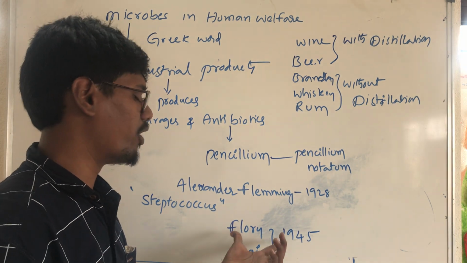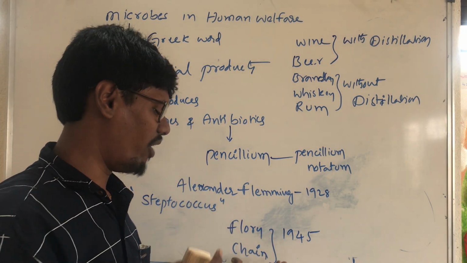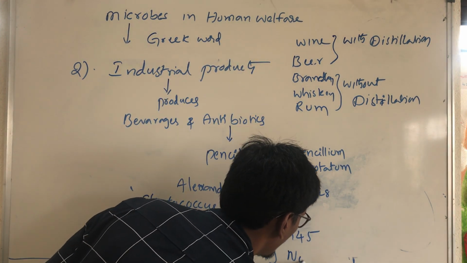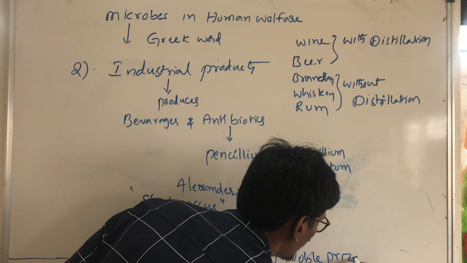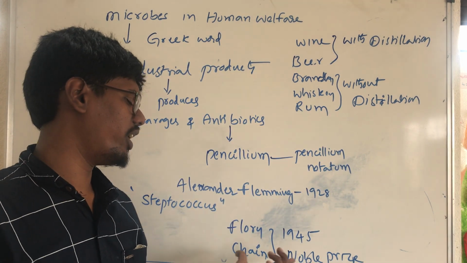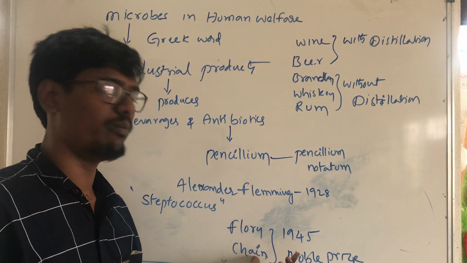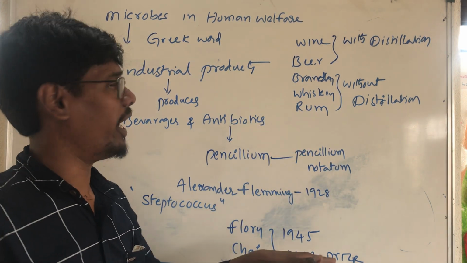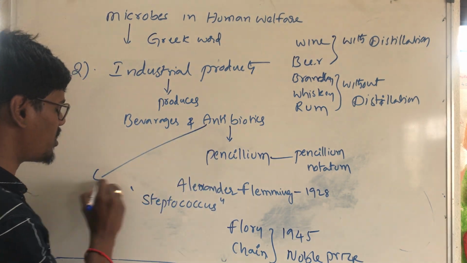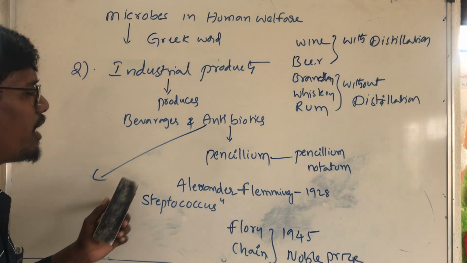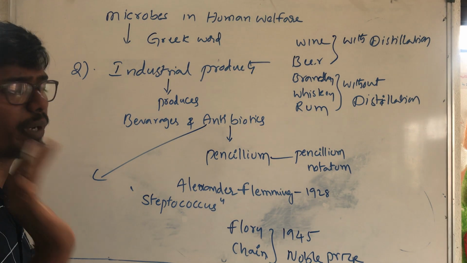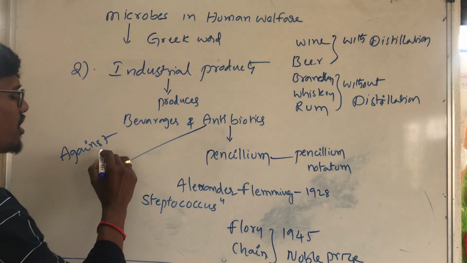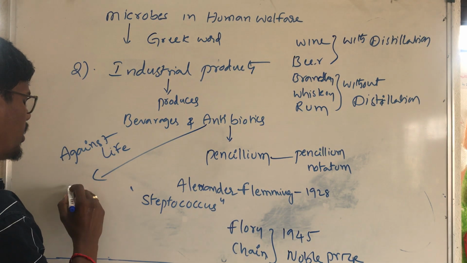In 1945, the Nobel Prize was awarded to these two scientists, Florey and Chain, who fully converted it into an antibiotic. Antibiotic means against life for pathogens.